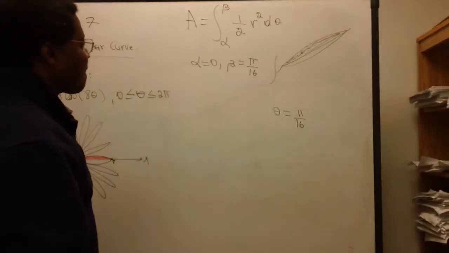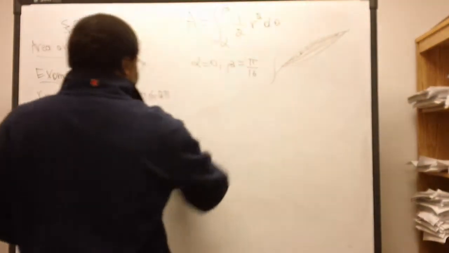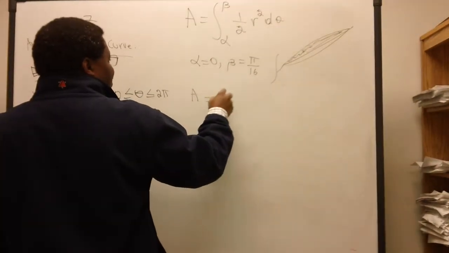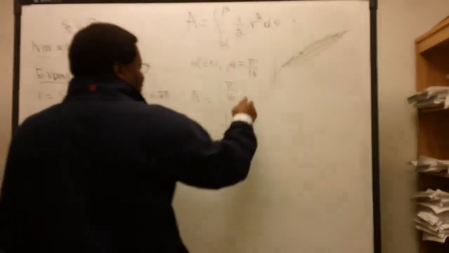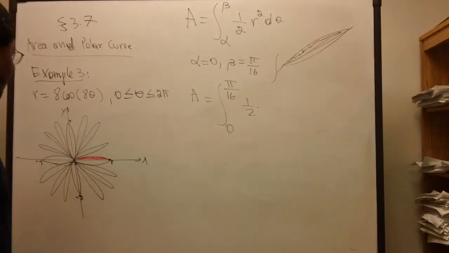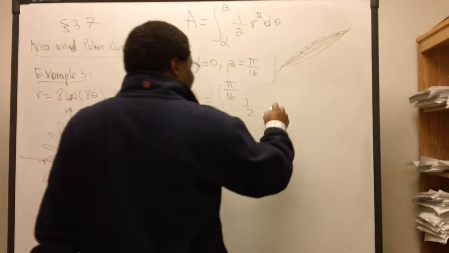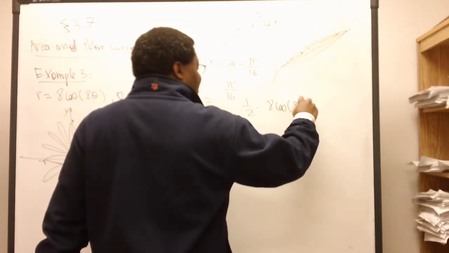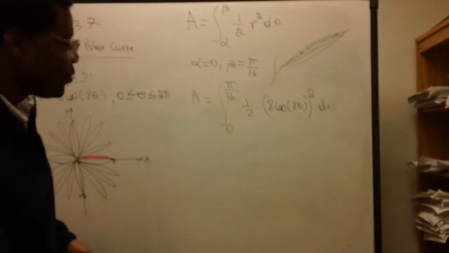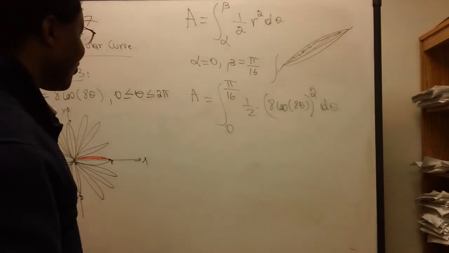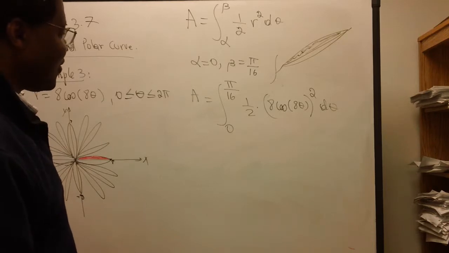So therefore, our integral is going to be A equals the integral from 0 to pi over 16 of 1 over 2 times r squared, where r is 8 times cosine of 8 theta. So we square 8 cosine of 8 theta, and then d theta. That's exactly what the formula is saying. All right, so we have this integral. We don't have to take a derivative, that's good. All we need to do is see if we can integrate this.